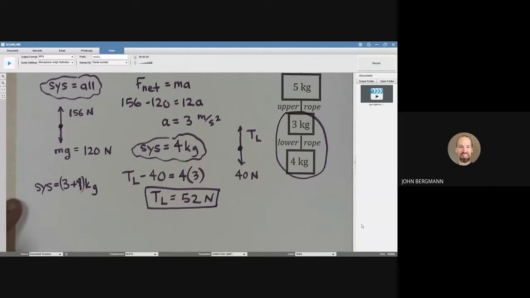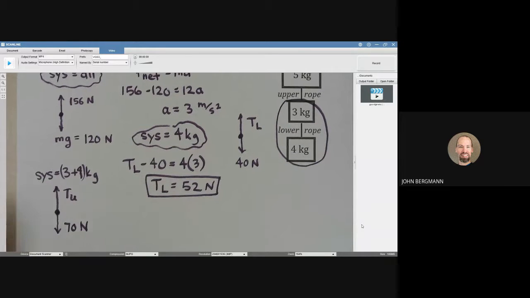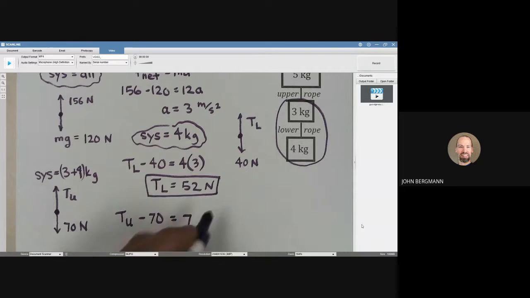If we draw a free body diagram for this case, there's our 7 kilogram mass. What's mg on a 7 kilogram mass? Isn't it 70? 7 times 10. And then we have the tension in the upper rope that is going to be accelerating this. So let's write out a Newton's second law here, and then I think we'll be done. Tension in the upper rope minus 70 is equal to the mass of the system that we're considering, which is 7. And we found at the outset that that system would be accelerating at 3 meters per second squared. 21 plus 70, 91.